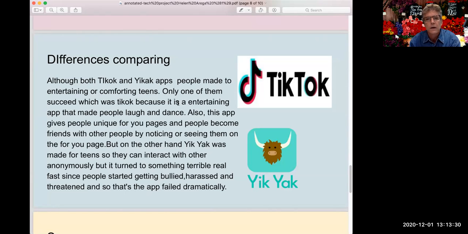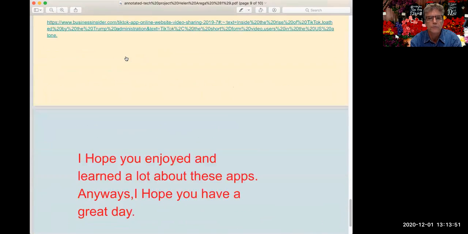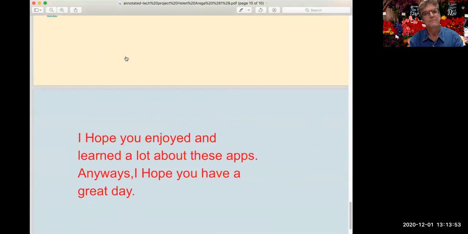But on the other hand, Yik Yak was made for teens so they can interact with each other anonymously. But it turned into something terrible real fast since people started getting bullied, harassed, and threatened. And so the app failed dramatically. All right. Wow. So, and then we've got a nice page of annotations showing the sources and a little note to me.